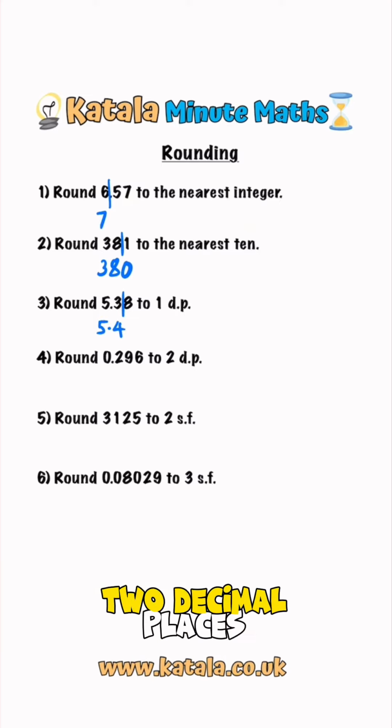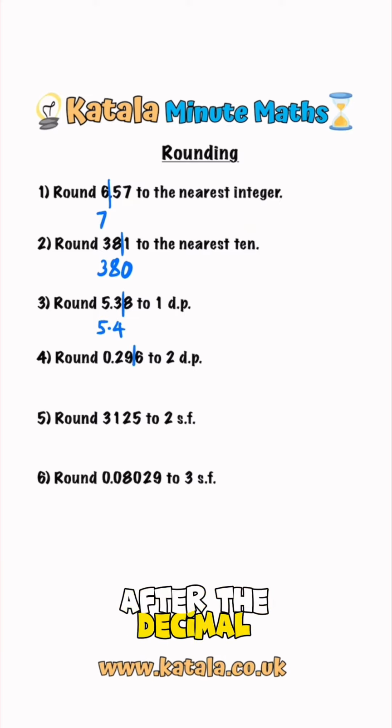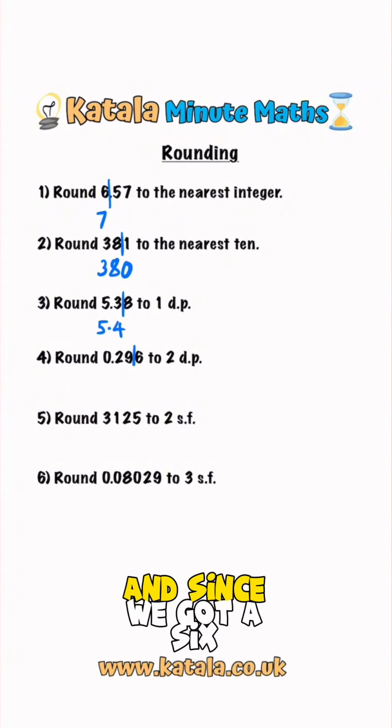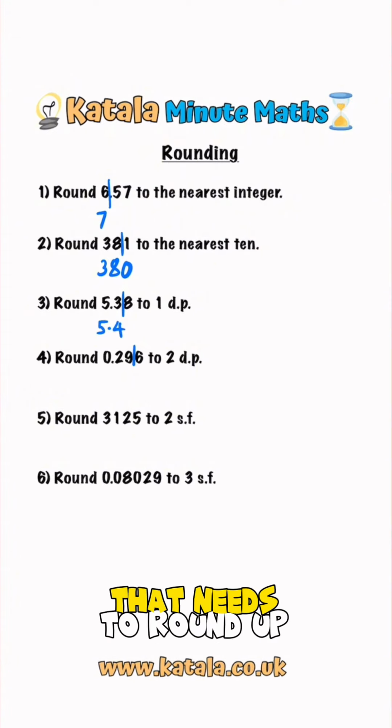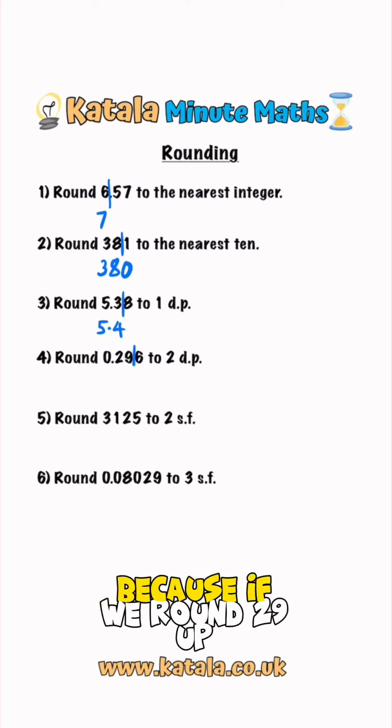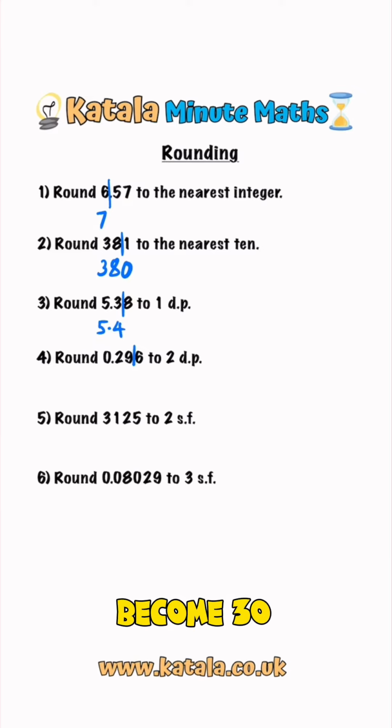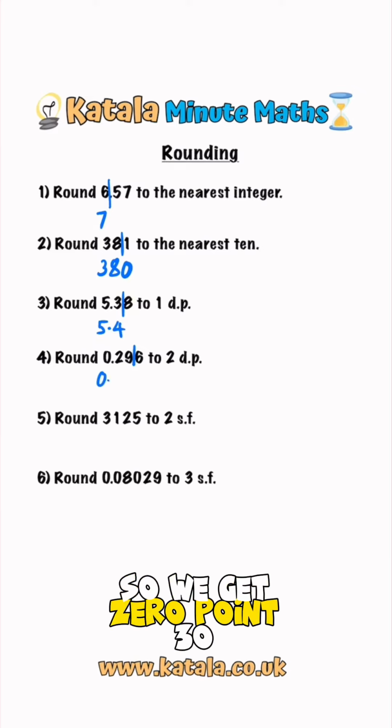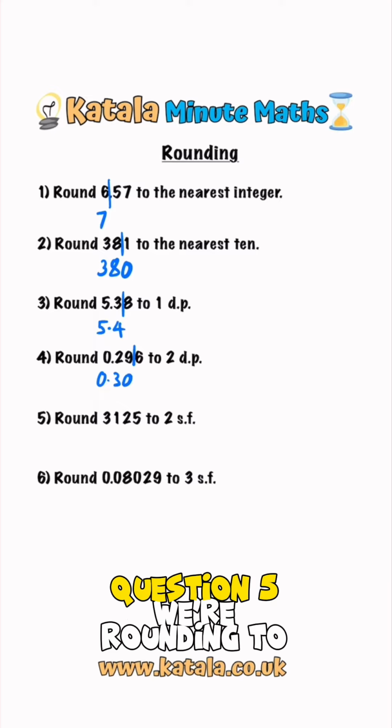2 decimal places, we want 2 numbers after the decimal, so that's going to be a chop-off at that point there. And since we've got a 6 after our chop-off point, that needs to round up. Now this is an interesting one here, because if we round 29 up, it's actually going to become 30. So we get 0.30.